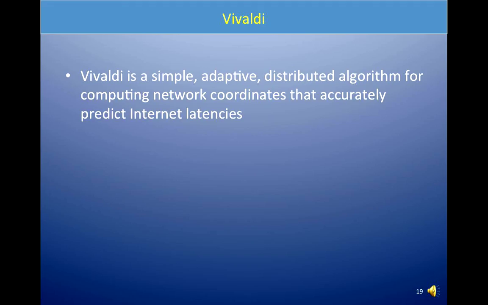And the main purpose of Vivaldi is to calculate network coordinates between two nodes so that those distances map to the RTT. Right, the distance between two nodes is equivalent to the RTT, the round trip time, of those two nodes.